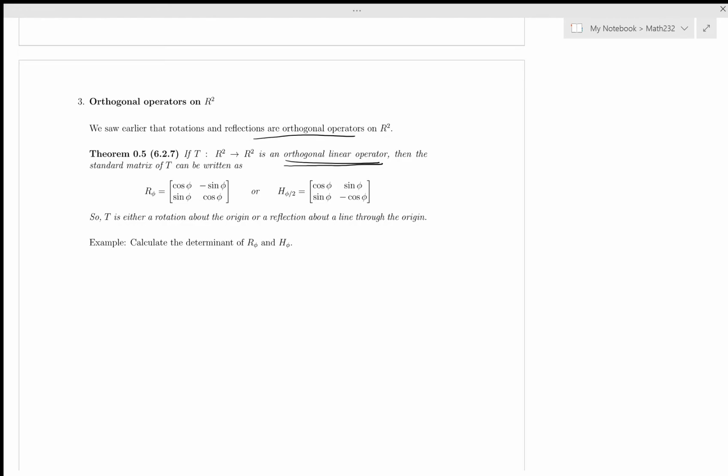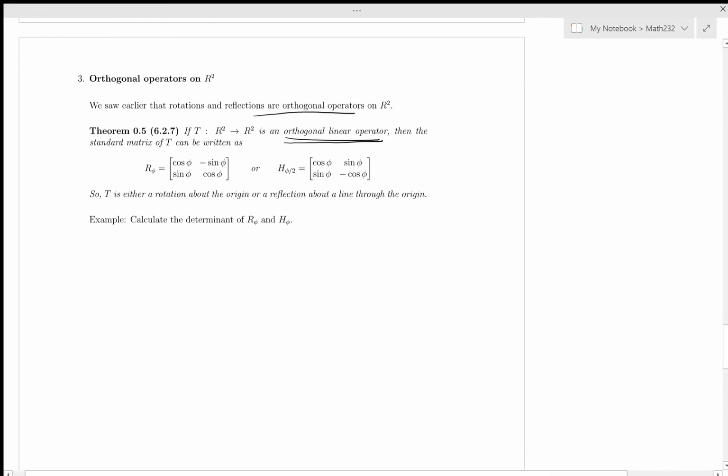Okay, so we already showed earlier that the determinant of R of phi was 1. That was shown earlier.